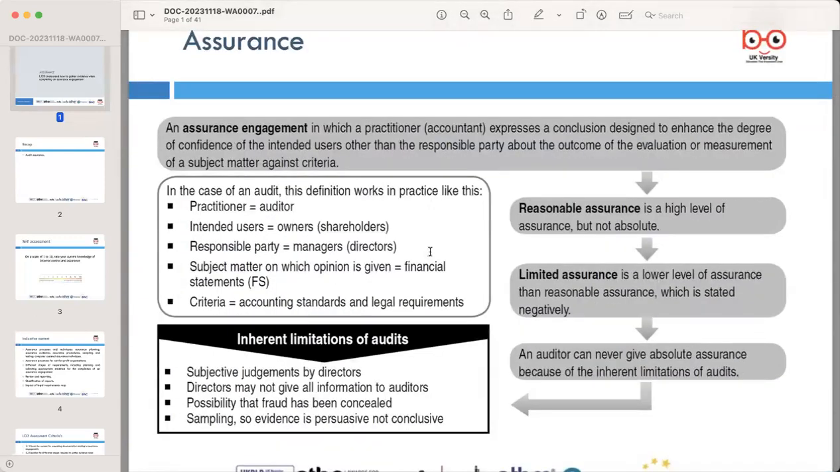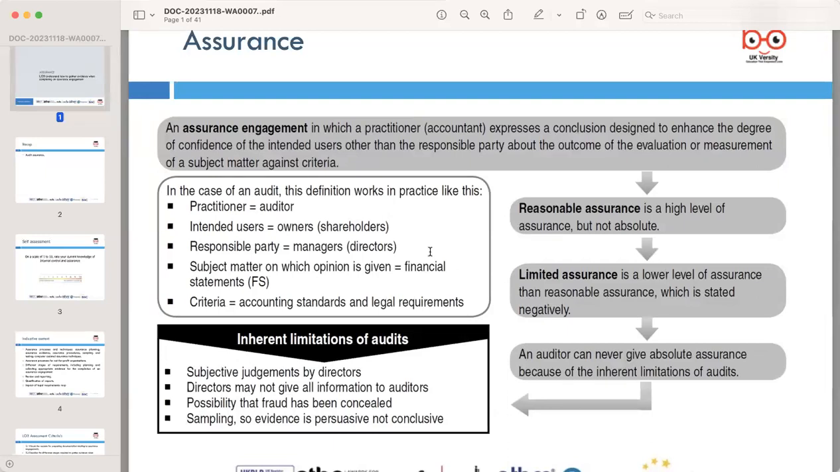An assurance engagement is one in which a practitioner accountant expresses a conclusion designed to enhance the degree of confidence of the intended users, other than the responsible party, about the outcome of the evaluation or measurement of a subject matter against criteria.